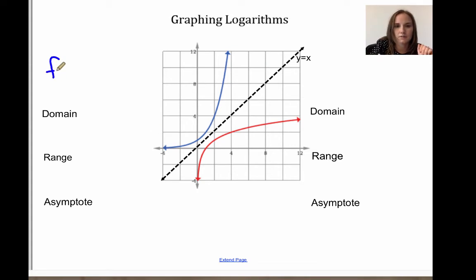I have f of x equals 2 to the x power. That exponential function, it is a growth function here. The b is greater than 1. Let's talk about the domain.